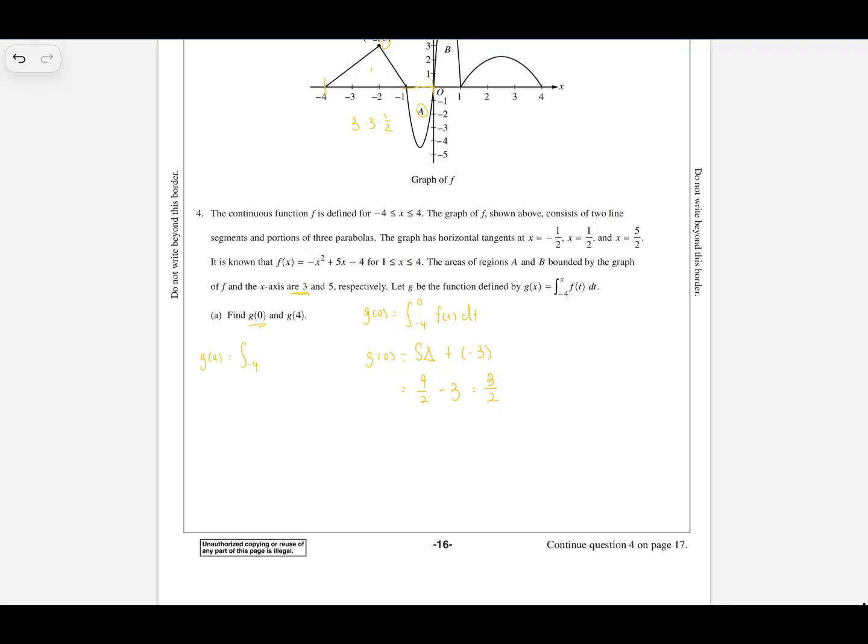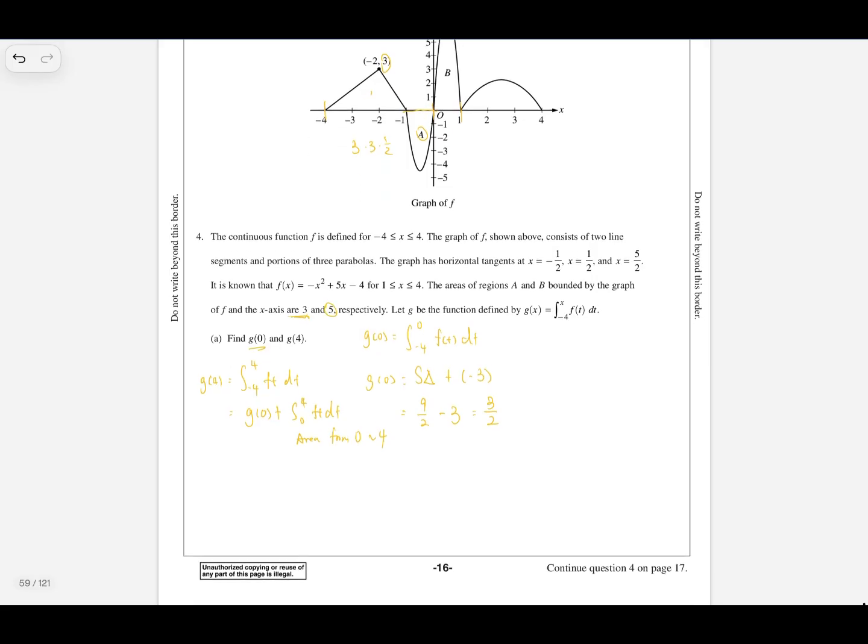g(4) is the area from -4 to 4 of the graph of f. And we have found g(0) already, so we only have to find the area from 0 to 4. The area from 0 to 1 is also given, region B equal to 5. So what we are only looking for is the area from 1 to 4. The question gives that f(x) is equal to this function from 1 to 4. Integrate term by term, and that gives us this integral is equal to 9/2.